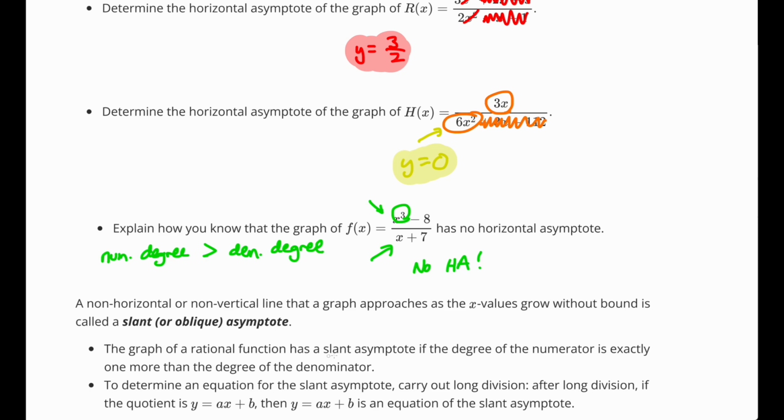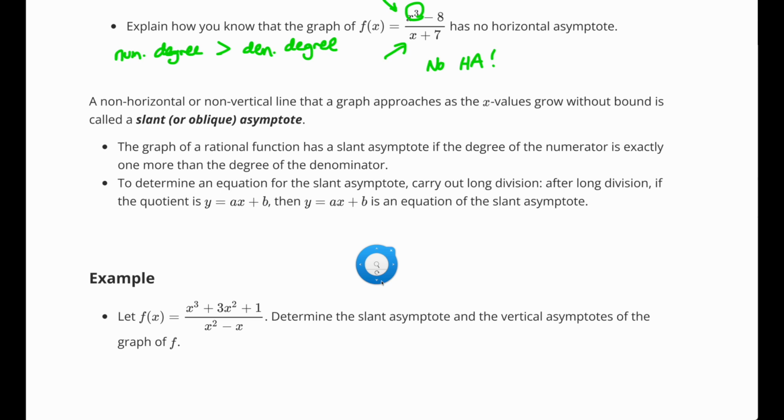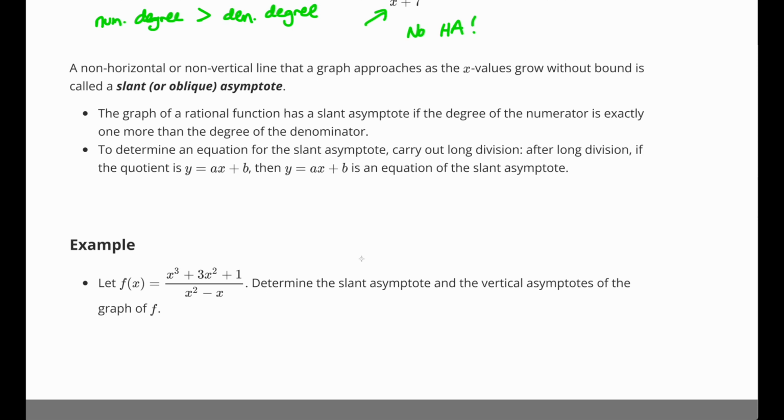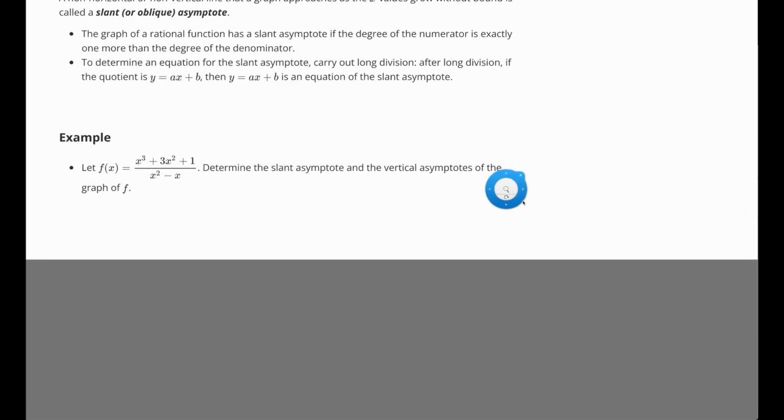Okay, a non-horizontal or non-vertical line that the graph approaches as the x values grow without bound is called a slant asymptote. We kind of talked about that just a second ago. This is going to happen when the degree of the numerator is exactly 1 more than the degree of the denominator. So if the degree on top is greater than the degree on the bottom by 1, you're going to have a slant asymptote. And the easiest way to find slant asymptotes is to carry out long division. So it's actually a callback from the stuff we were doing before.